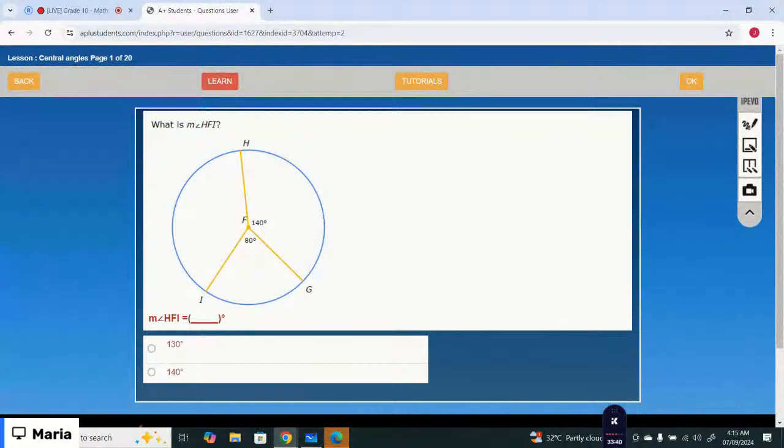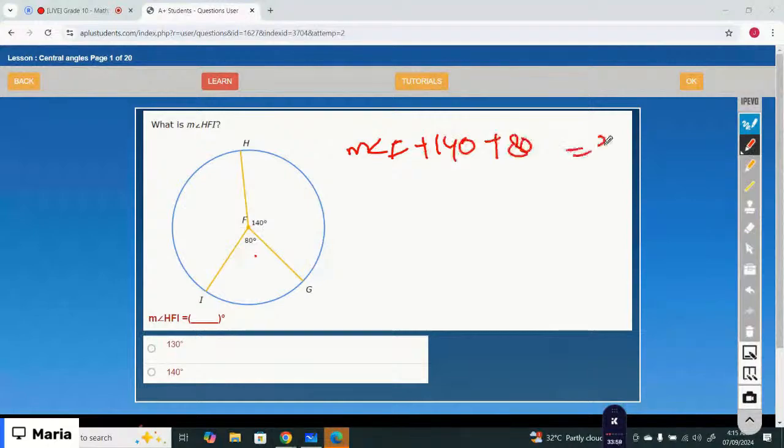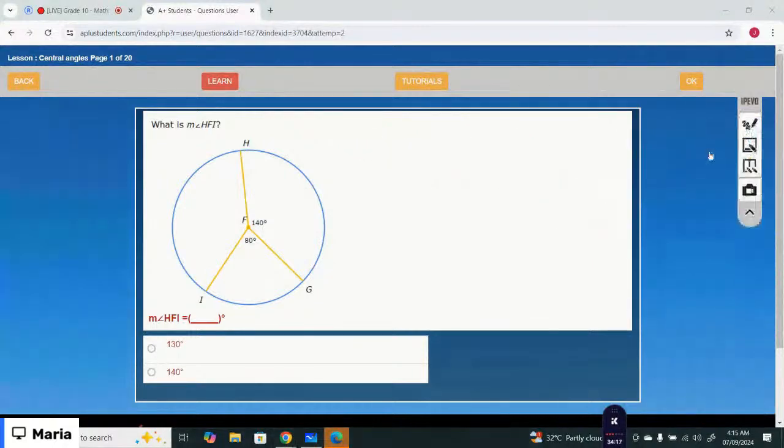What is the measurement of angle HFI, which is the correct option? Okay, so this is 140 and 80, right? You need to find angle F. So measurement of angle F plus 140 plus 80 equals 360, right? Subtract them from the other side. So 140 plus 80 is 220. 360 minus 220 is 140 degrees. So the correct option is 140 degrees. Option number 2 is the correct option.